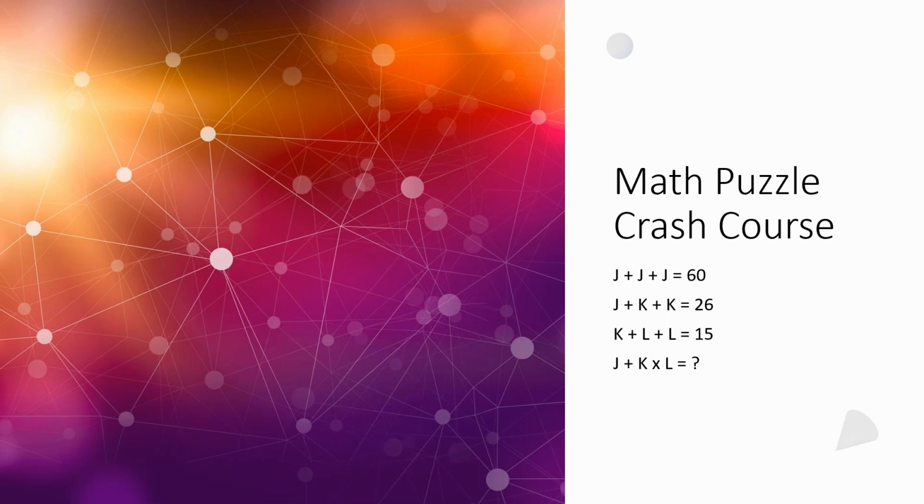but let me just show the problem here as it's stated. It's j plus j plus j equals 60. We have j plus k equals 26. k plus L equals 15. And the question is, what is j plus k times L, if we know everything above? It is possible to solve this. You need to have a process that you go through to do it.